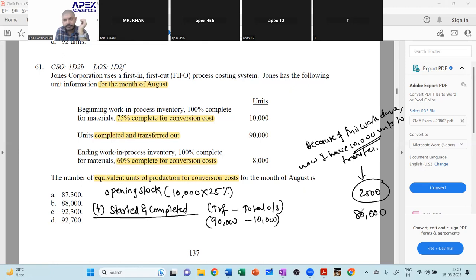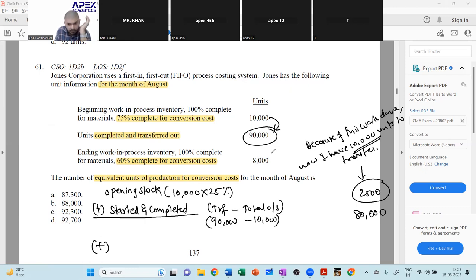80,000. Out of these 90,000, these were done in this period, completed in this period. They were not in the opening stock. So how many did I start as well as complete? 80,000 units. Agreed or disagreed? Agreed, sir.